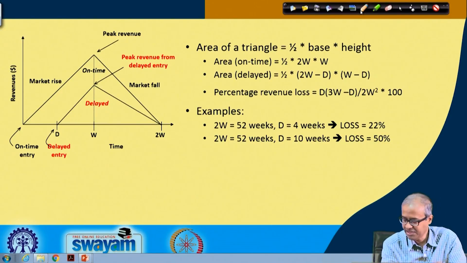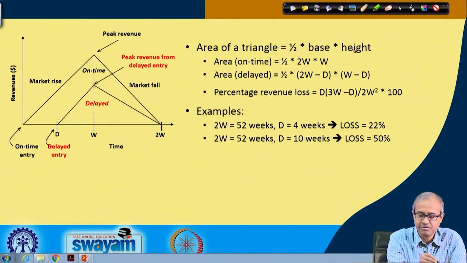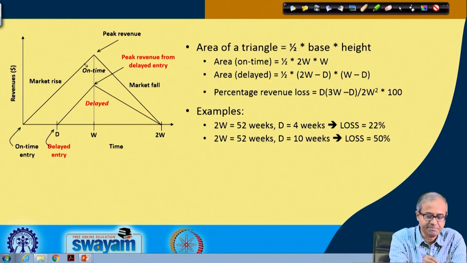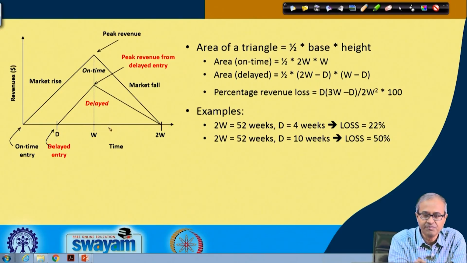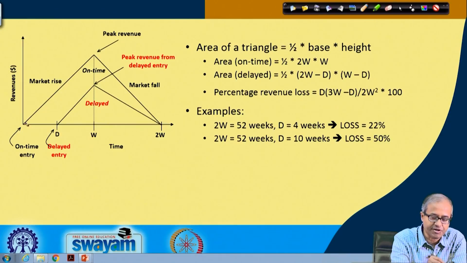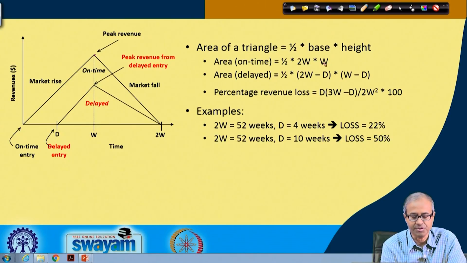Well, we know that the area of a triangle is defined as half into base into height, half base into altitude. So, for the on time case, that means the larger triangle, area will be half into base is 2W and height is W. Let us assume this is an equilateral triangle, it is rising at 45° slope, let us assume. So, height, let us assume this is also W. Okay. So, half into 2W into W. So, this becomes how much? W square, W square.